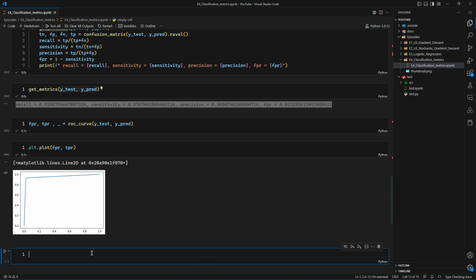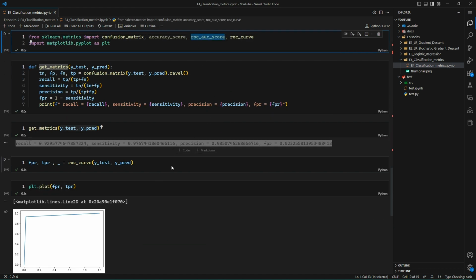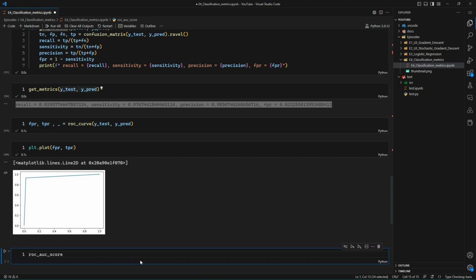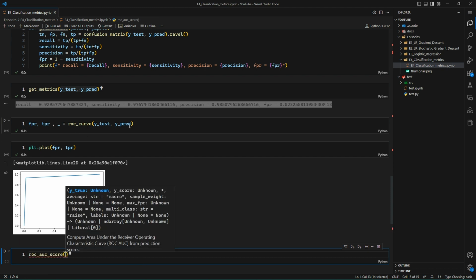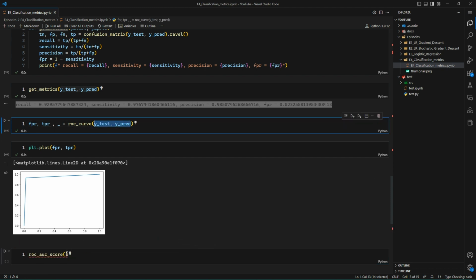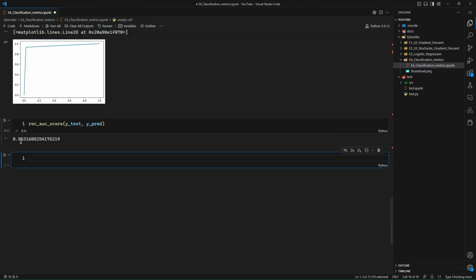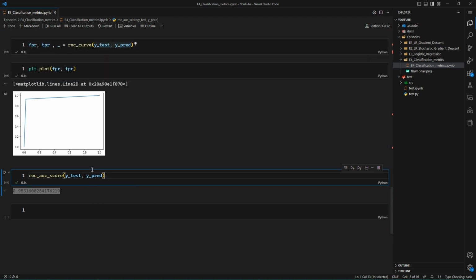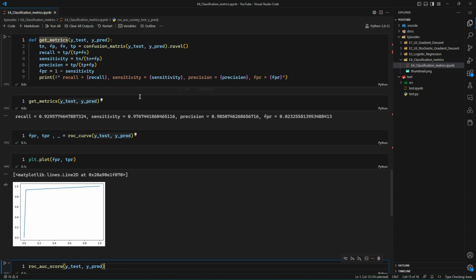Now we wanted to get the AUC score, so let me just call the ROC AUC score. The same thing we need to just pass to it. As you can see, the value is very much closer to 1, and this is actually a very good model. The reason being that the area under this particular curve is pretty much close to 1, hence our model is performing pretty well.